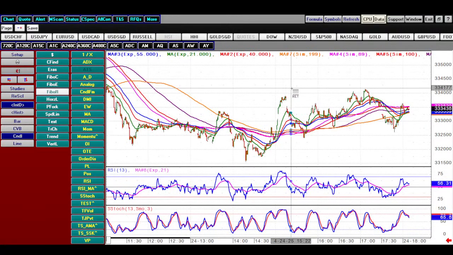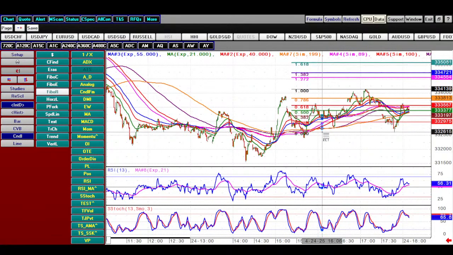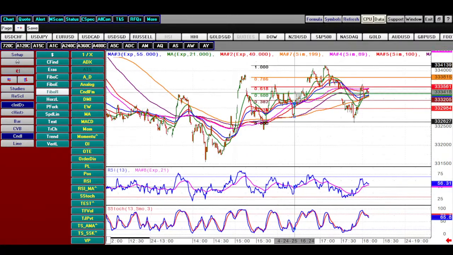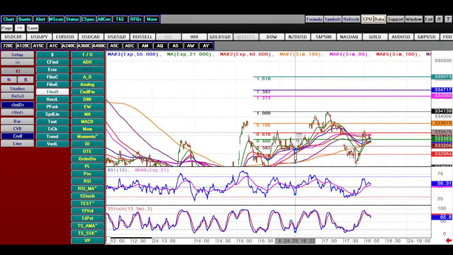Okay, so just be a bit careful, because today this is caught in a range, so this can be moving on either side, but preferably we expect the price to break higher. Okay, so I think with that I conclude today's session.